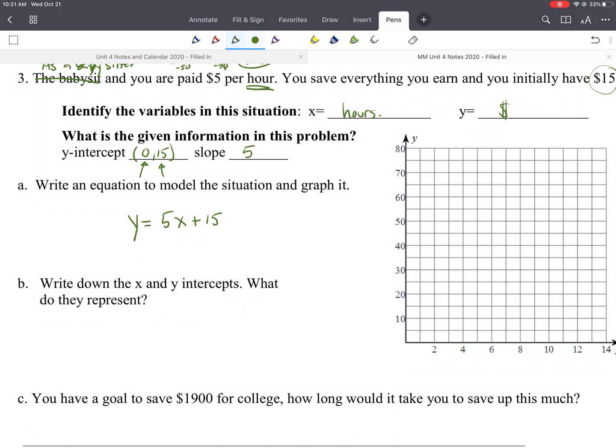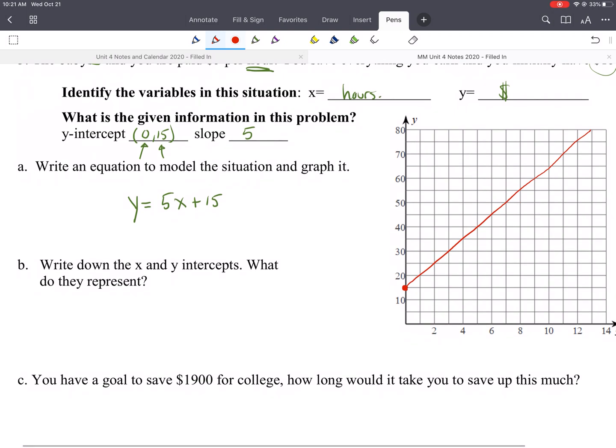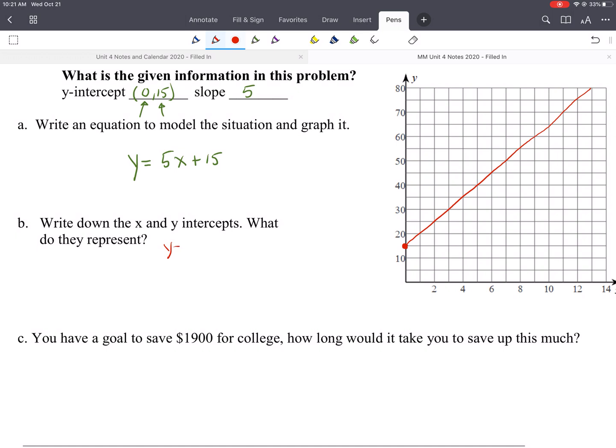Okay, we can plot that y-intercept would be right here. And we know our slope is 5. So it looks like it's just going to look something like this. All right, it says write down the x and y intercepts. So we know the y-intercept already is 0, 15. So that's initially she has $15. Okay, that's what it's telling us. This is initially at time equals 0. She has $15.